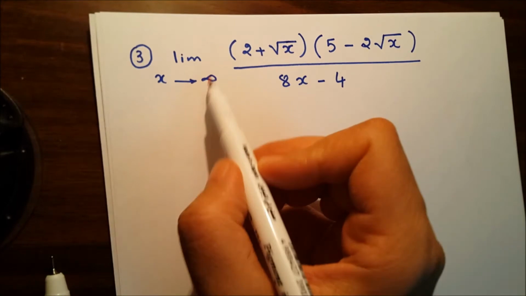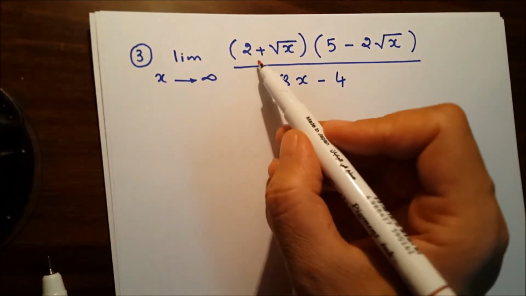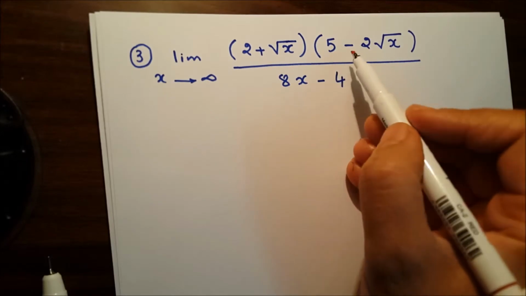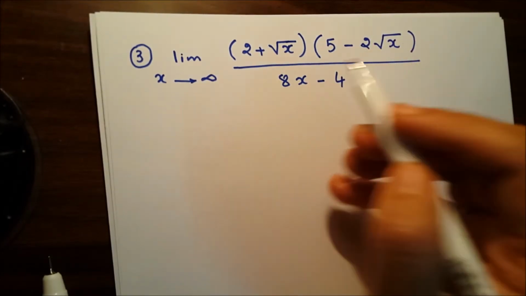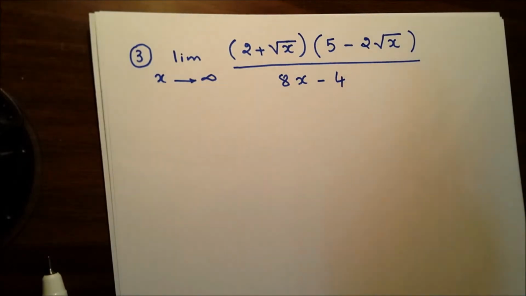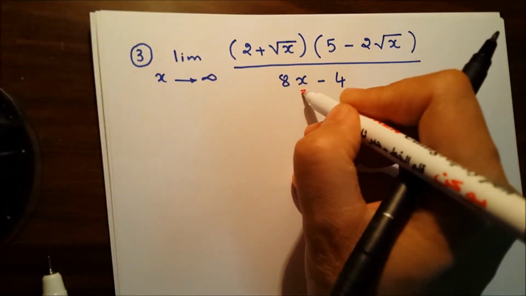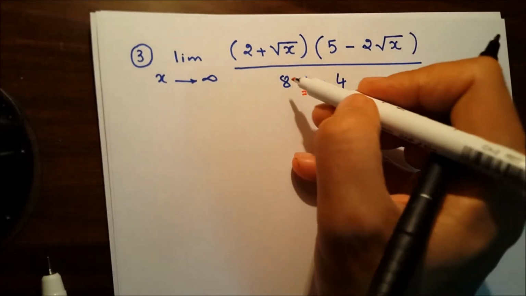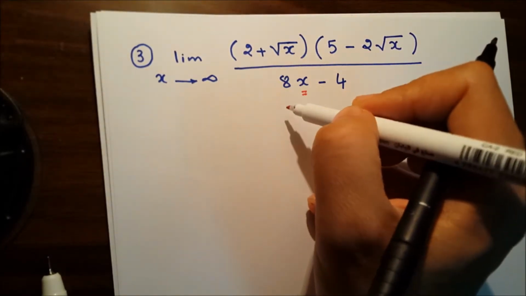Example 3, the limit as x tends to infinity of 2 plus square root x times 5 minus 2 square root x over 8x minus 4. Highest power of x in the denominator is x, so x to the power 1. So we're going to divide each term of the numerator and denominator by x.